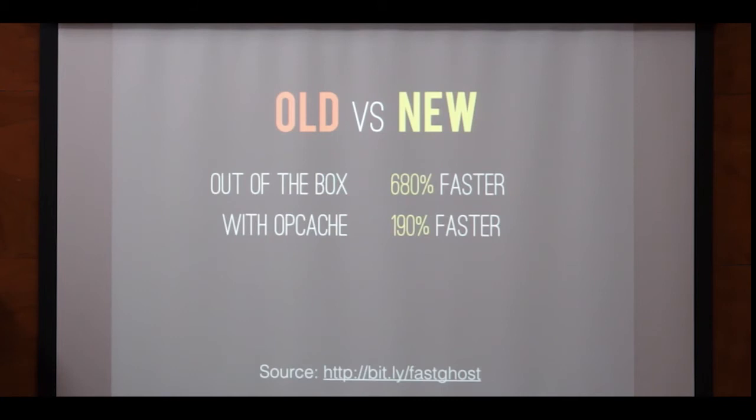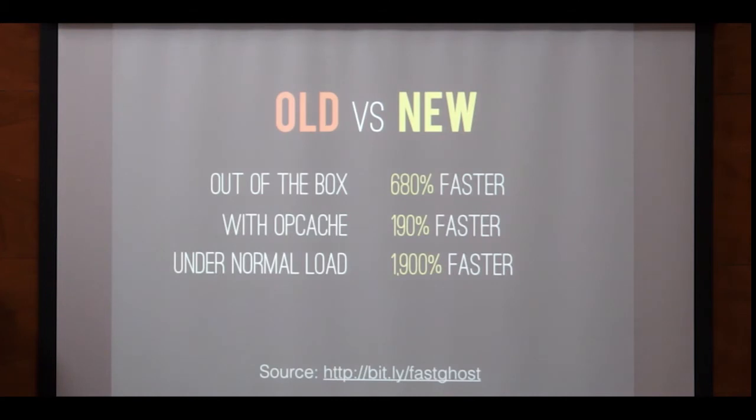So same configuration, opcache and Ghost out of the box, just under kind of normal traffic, normal load, as you will. And what he found then was that it was 1,900% faster, which is quite a lot. So the Node.js decision is a really interesting one, and in some ways a complicated one, but the way in which this technology is going is very, very interesting.